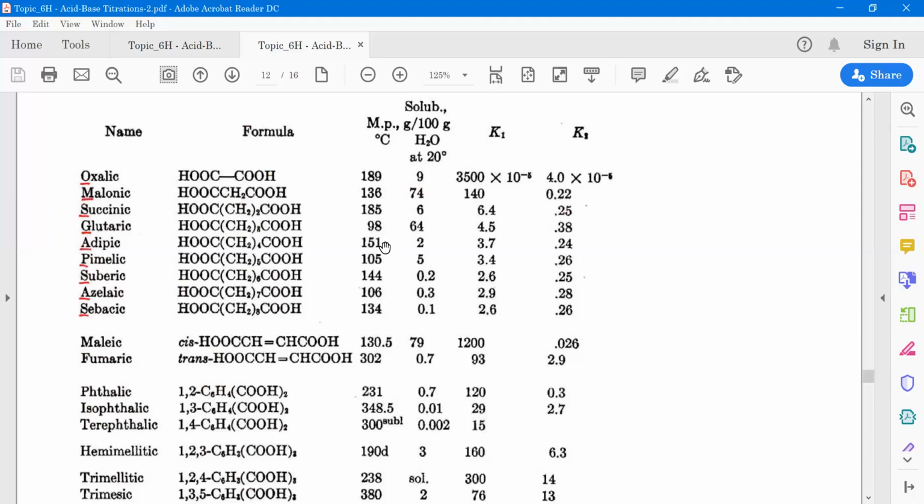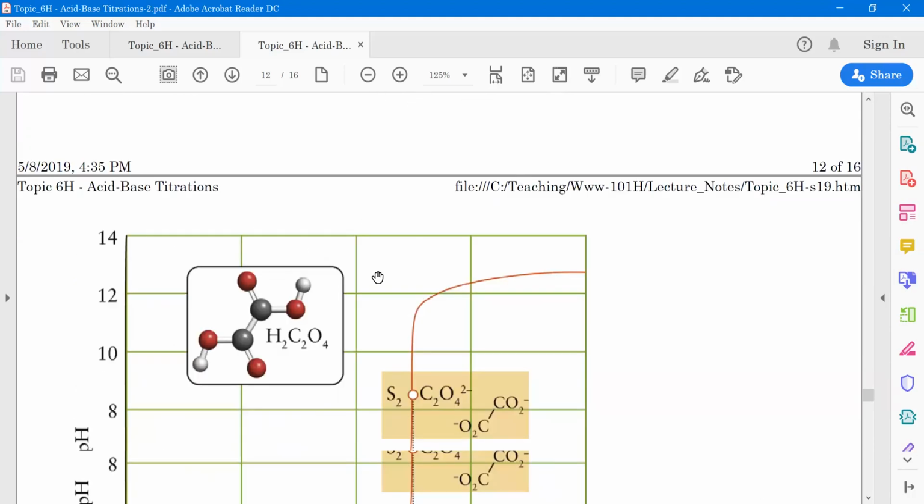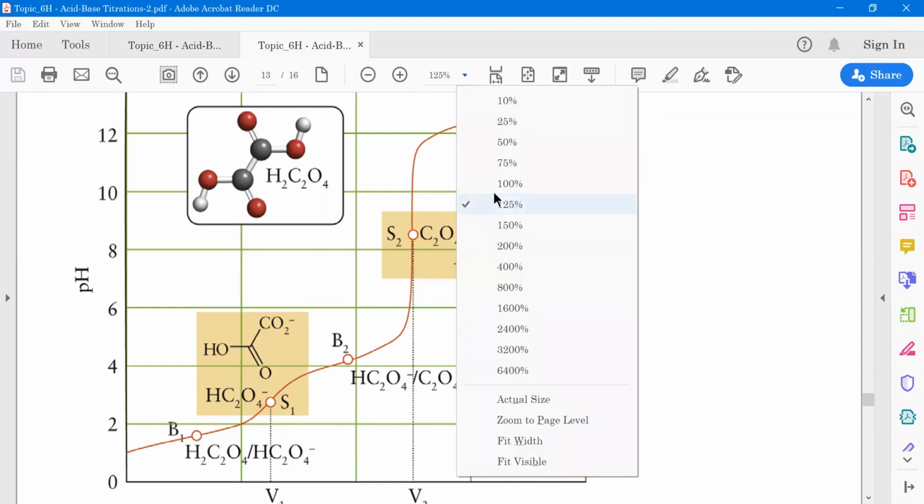It's just an interesting little side effect that it's called the even-odd effect in dicarboxylic acids. Okay, having said that, what do the titrations of these things look like? All right, let's look down here at the case for oxalic acid, the simplest one.